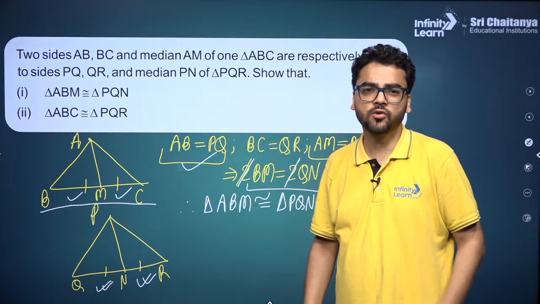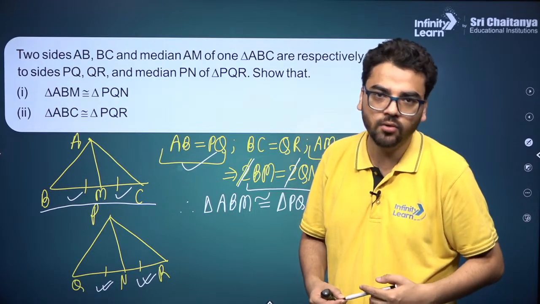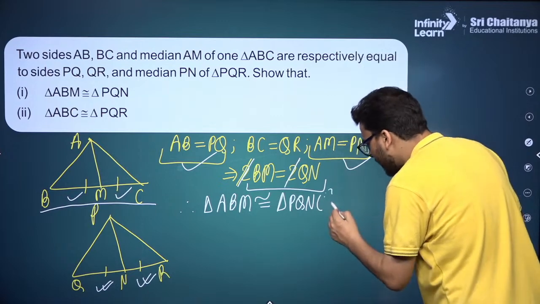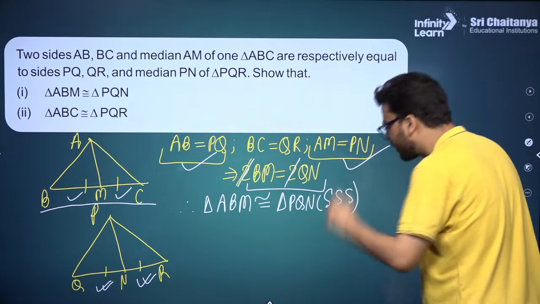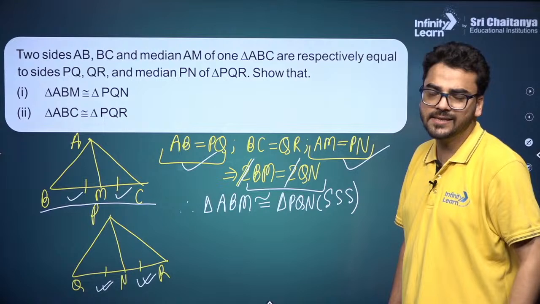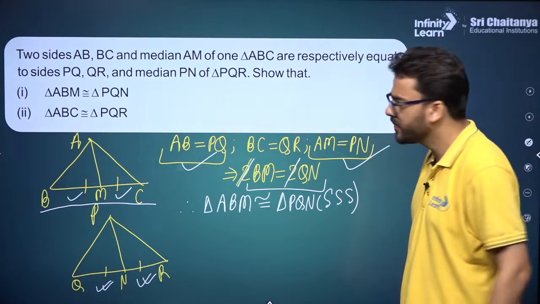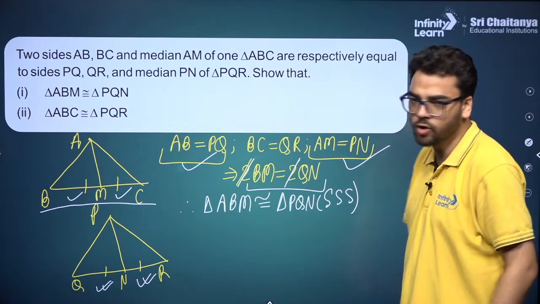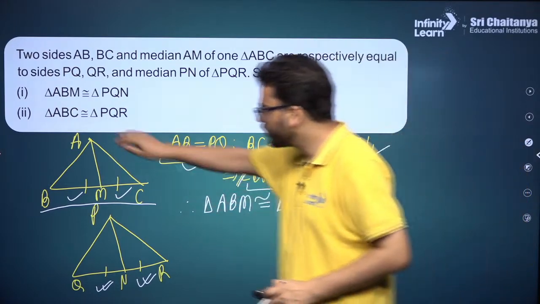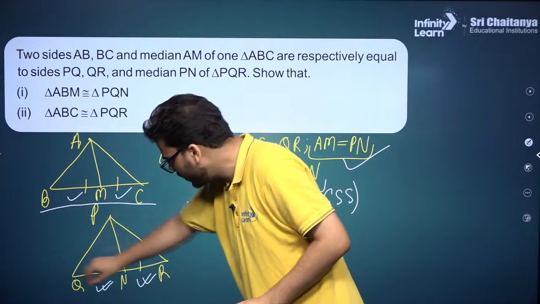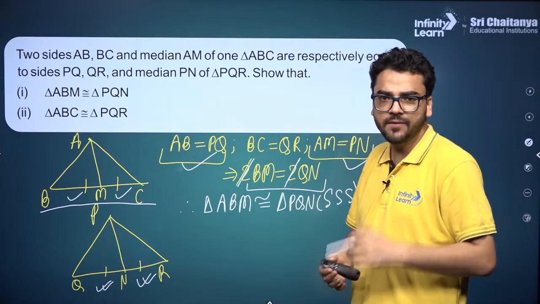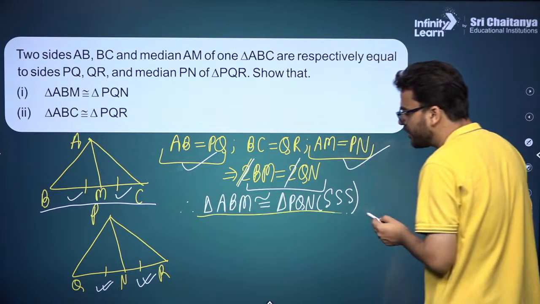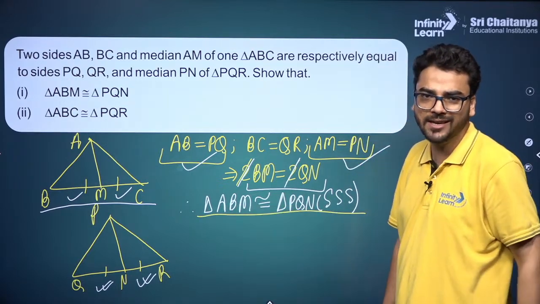By which congruency criterion are they congruent? Yes. So they are congruent by SSS because three sides are equal, we have proved them. So they are congruent by SSS congruency criterion, right? Now there is this second part of this question as well. We have also to prove ABC congruent to PQR. First part of the question will be done using SSS congruency criterion.